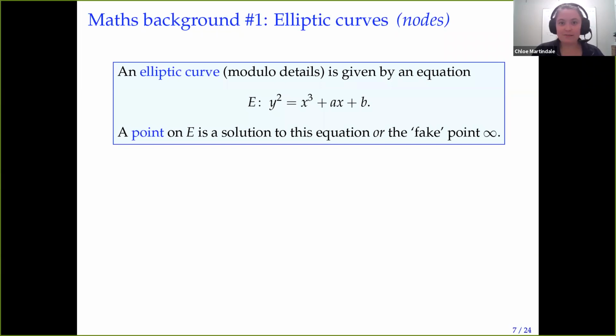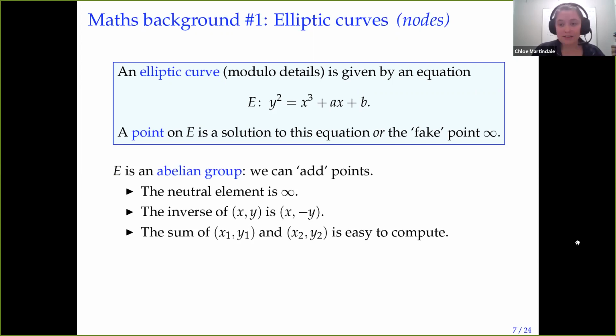Okay, so number one, we need to know about elliptic curves. So the elliptic curves are going to be the nodes of the graph. And for the purposes of this talk, we're going to think of an elliptic curve as just a polynomial equation, y squared equals x cubed plus ax plus b, right? So the variables here are x and y, and a and b are going to be fixed values that define the elliptic curve. And typically in crypto, they're going to be values in a finite field. So when I say a point on E, a point on the elliptic curve, what I mean is a solution to this equation, or the point at infinity, as we call it, which we just think of as lying on every vertical line that passes through this elliptic curve.